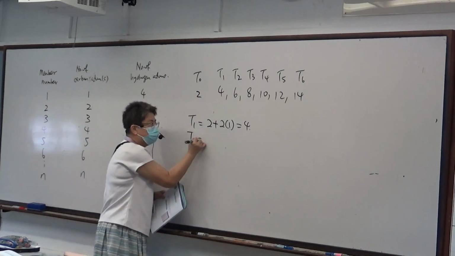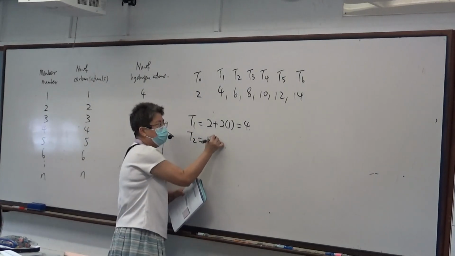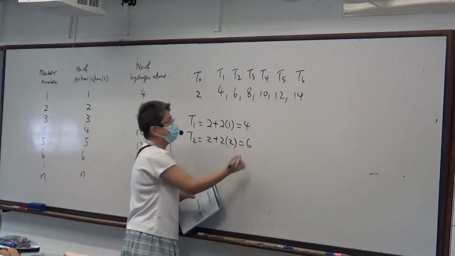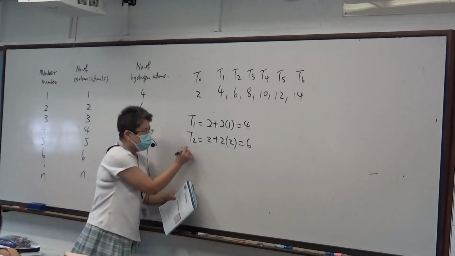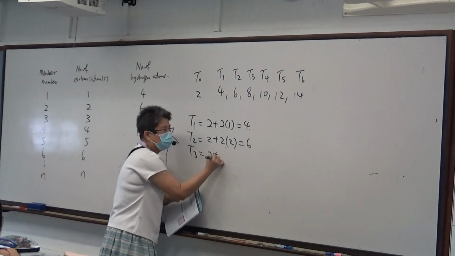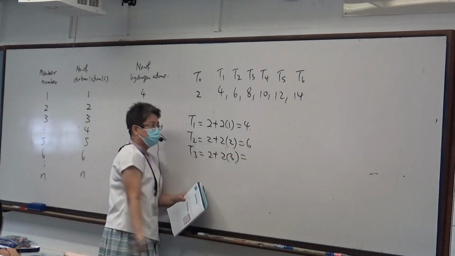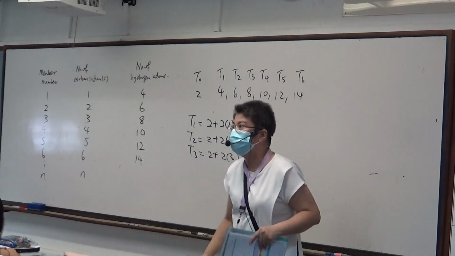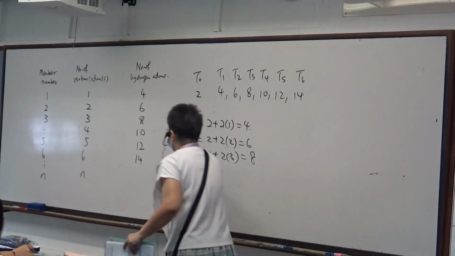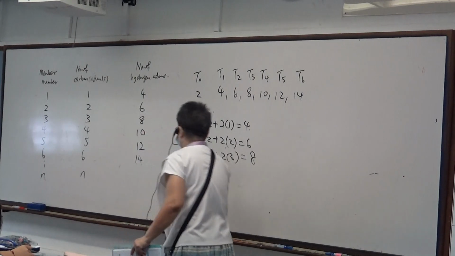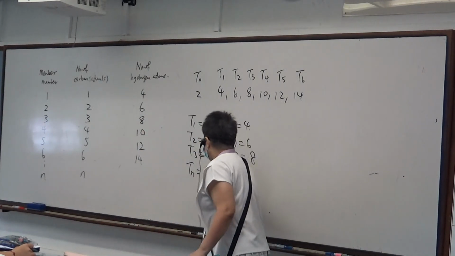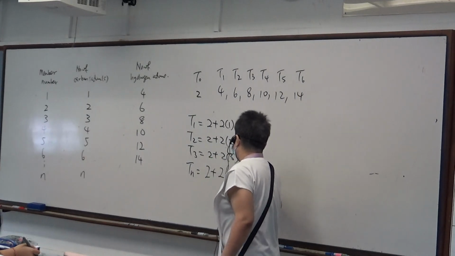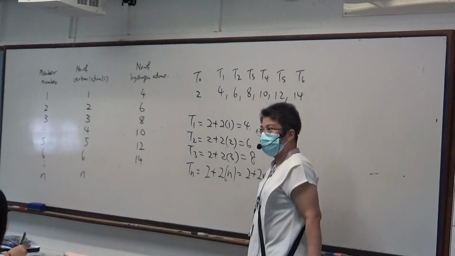What about my term 2? 2 plus 2 times 2. Good. That's why I get 6, right? What about term 3? 2 plus 2 times 3. That's why I get what? 8. Usually once you see a few already, you know the answer. So what do you think will be my nth term? 2 plus 2 times n. That's why it's 2 plus 2n, right?